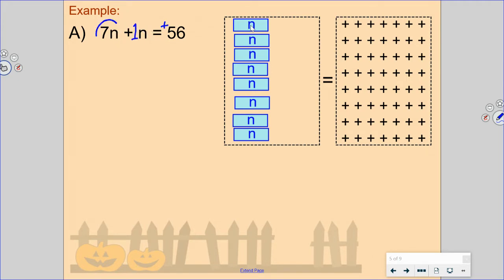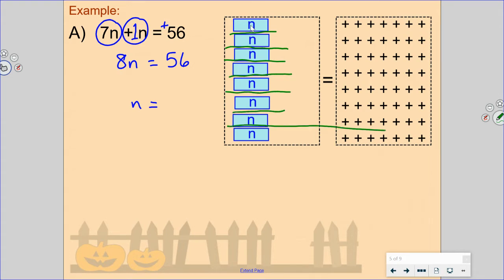But again, why write 7n's plus a single n when I could simply say, well, look, Mr. Callan, we got 8n's equals 56. Naturally, we don't want to know what 8n's are. We want to know what a single n is. So what can we do? Well, if we split each of these into 8 groups, and I guess I could have gone all the way across, huh?